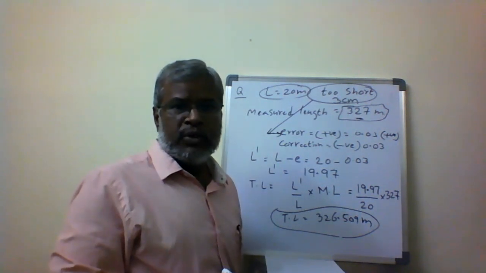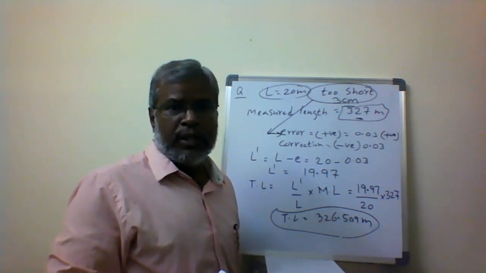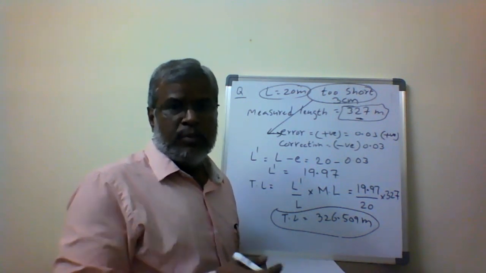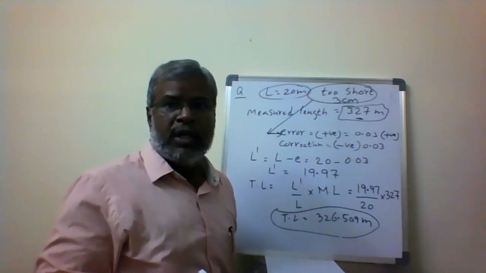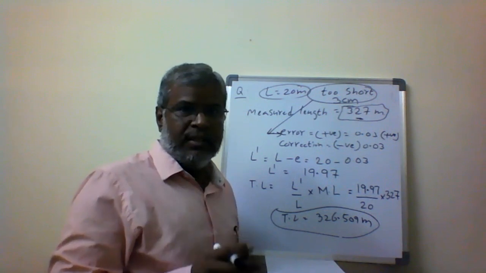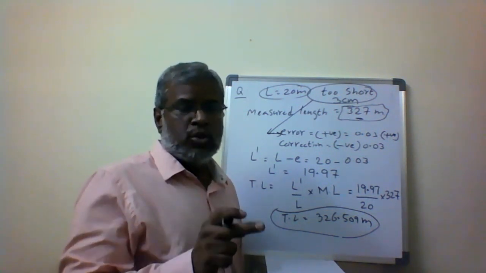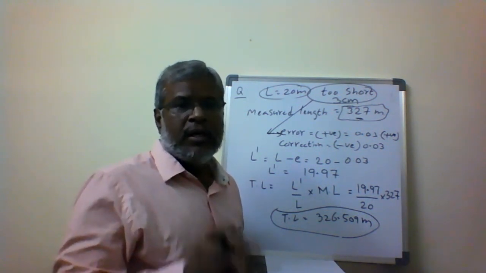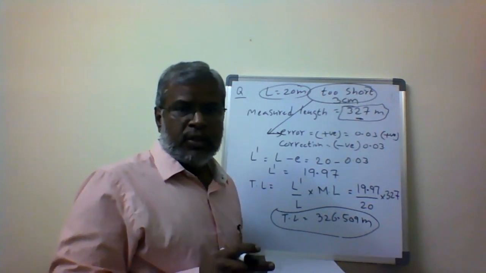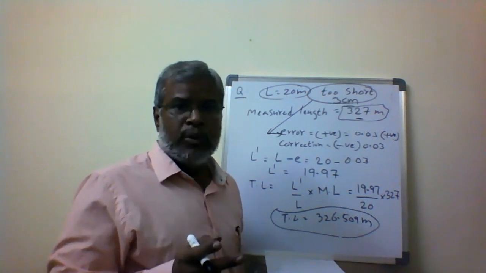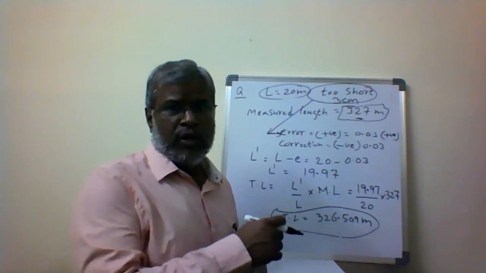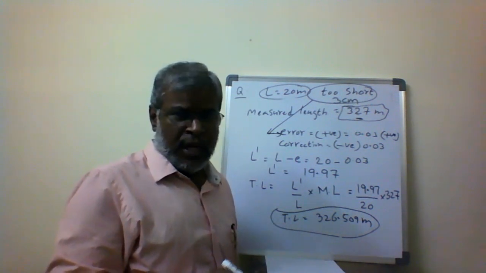That is how we used the correction and how we calculated the true length of the chain and the true distance we measured. Similarly, we measure the true distance if the chain is too short. The only thing is we have to apply the correction correctly. If it is too long, the correction is positive. If it is too short, the correction is negative. So L dash is L plus or minus C: plus if it is too long, minus if it is too short. Then the true length, or true distance, is calculated.